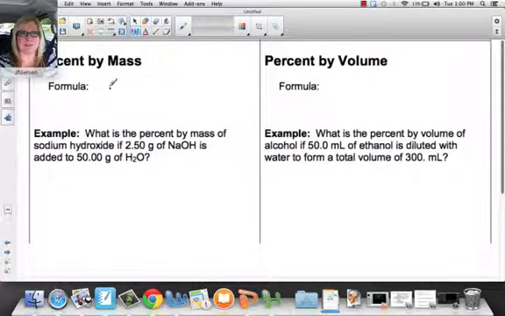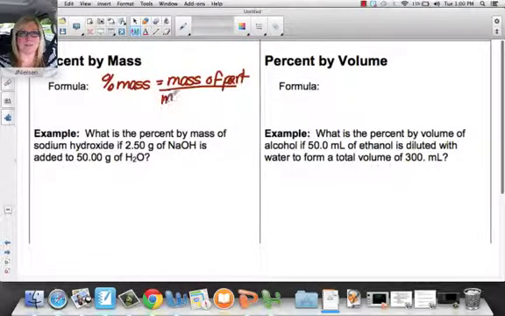The next thing that we have is percent by mass. And we've already looked at this, okay? Percent by mass is the same as percent composition. It's going to be percent mass is equal to mass of part over mass of whole times 100.